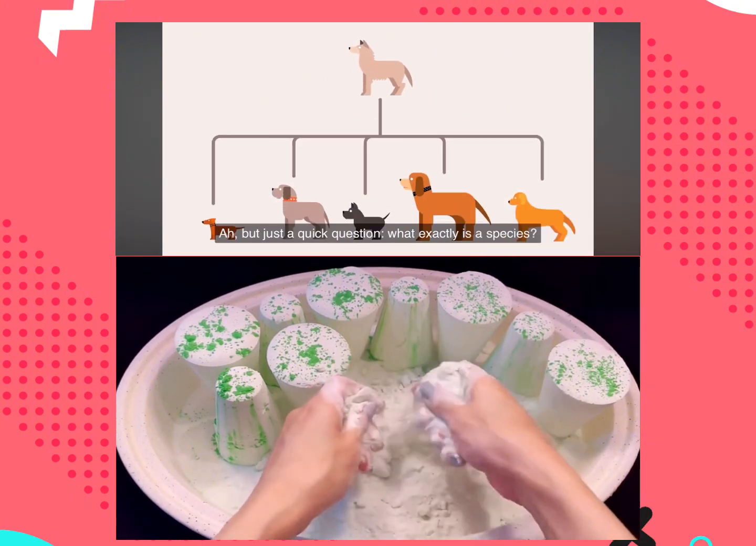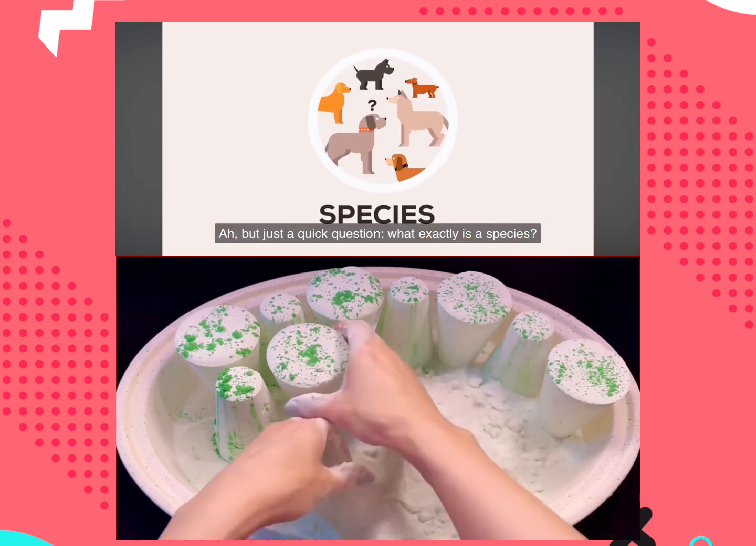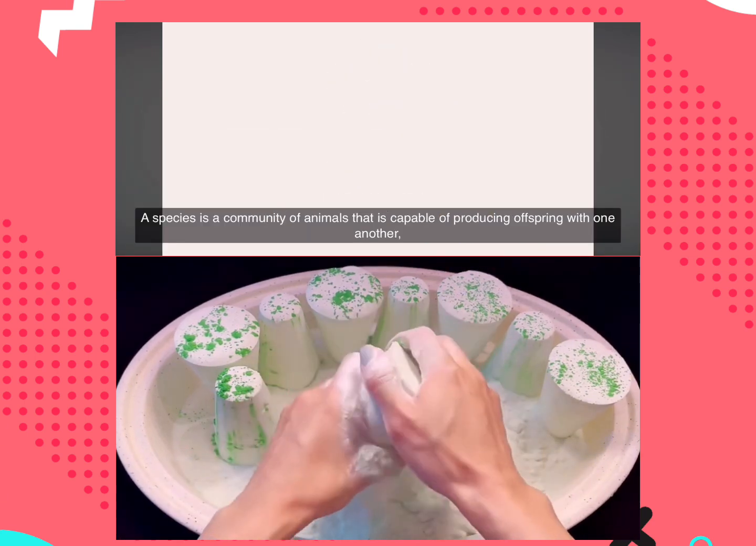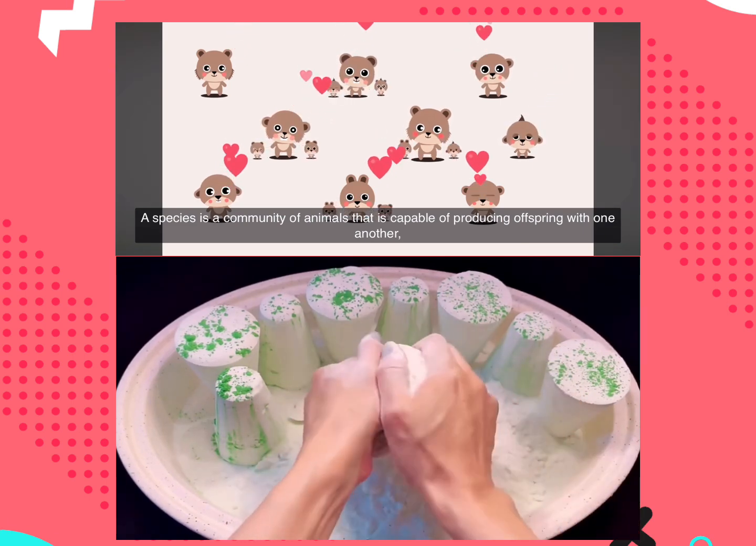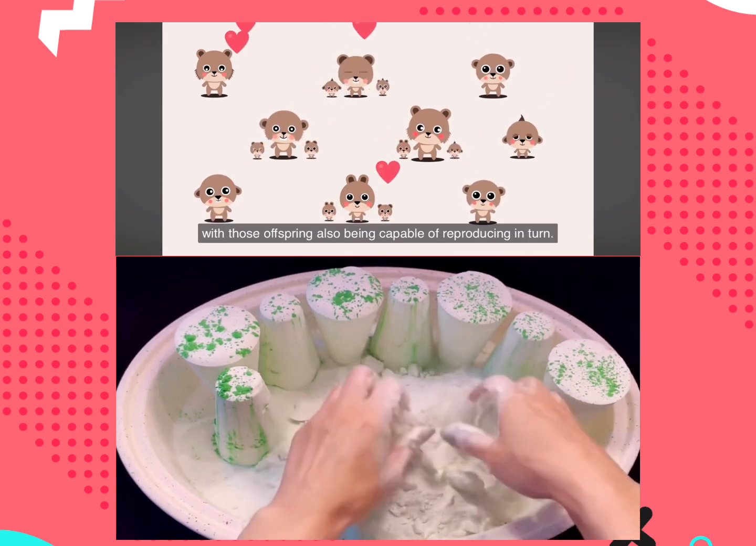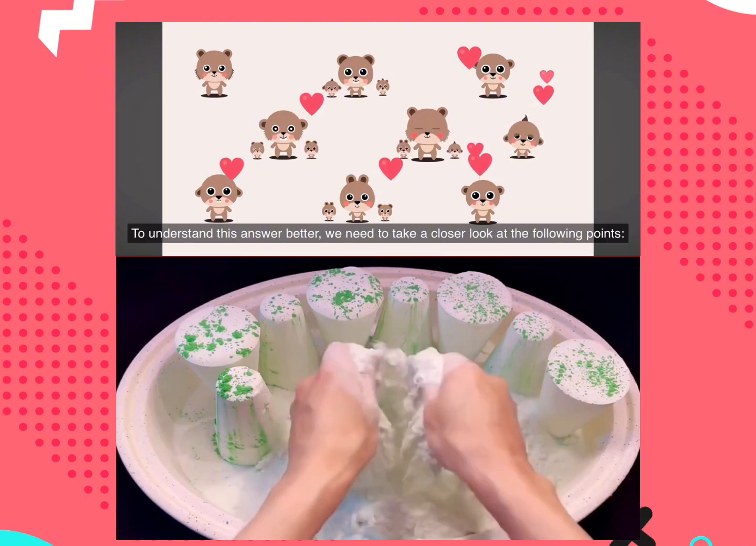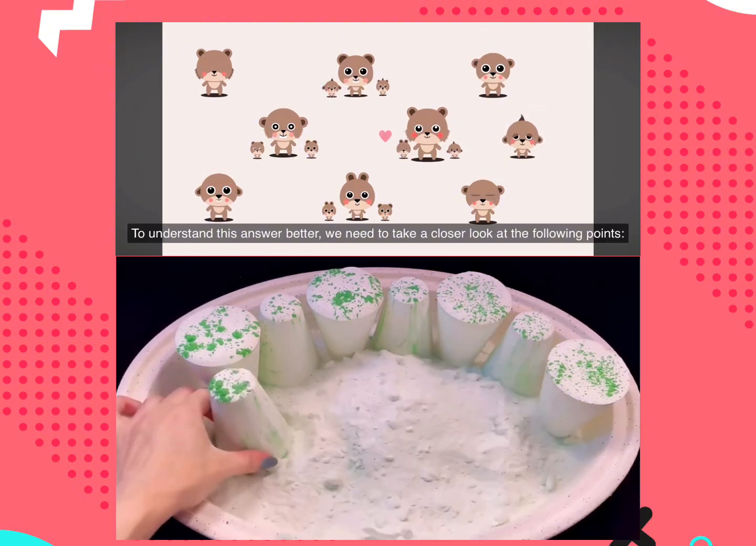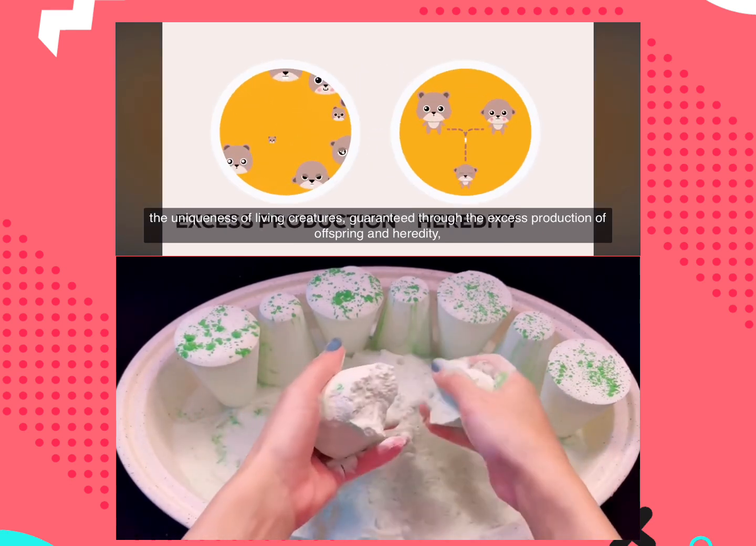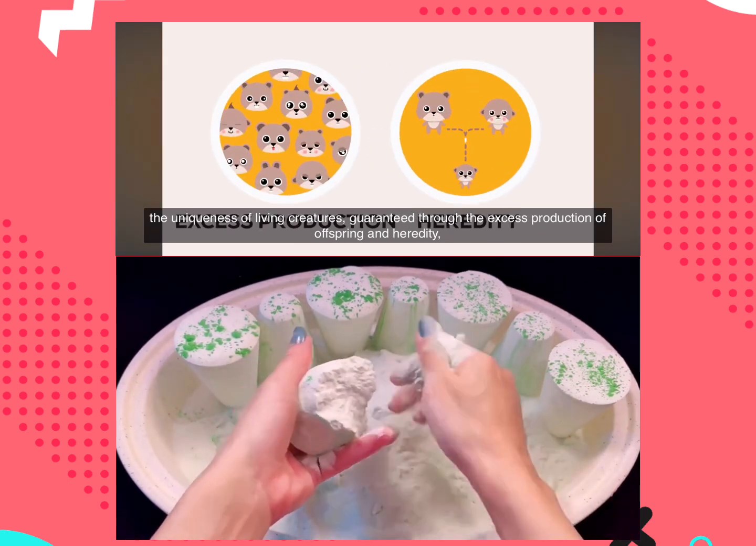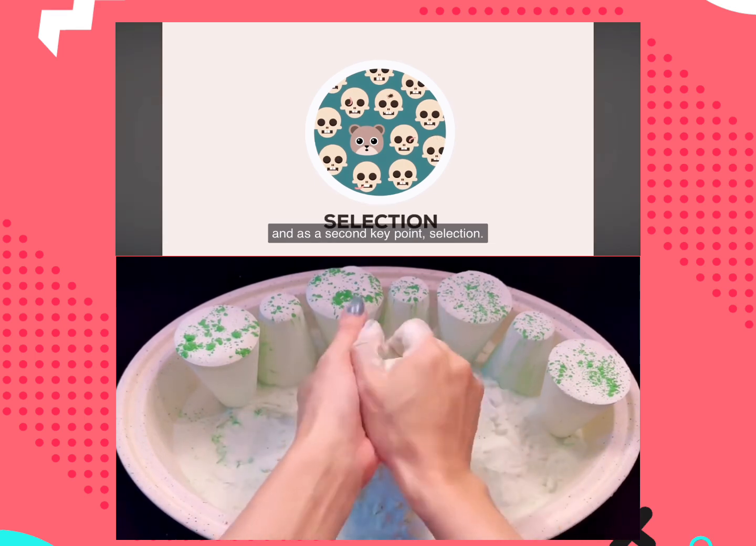But just a quick question. What exactly is a species? A species is a community of animals that is capable of producing offspring with one another, with those offspring also being capable of reproducing in turn. To understand this answer better, we need to take a closer look at the following points. The uniqueness of living creatures, guaranteed through the excess production of offspring and heredity, and, as a second key point, selection.